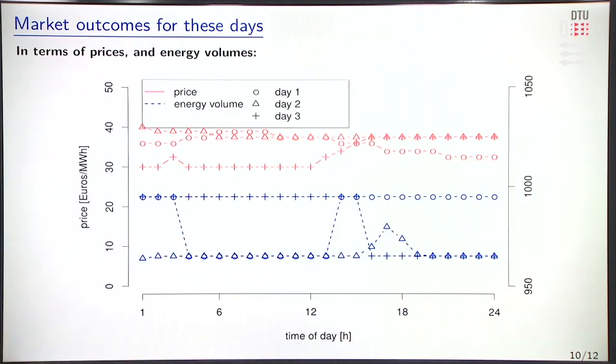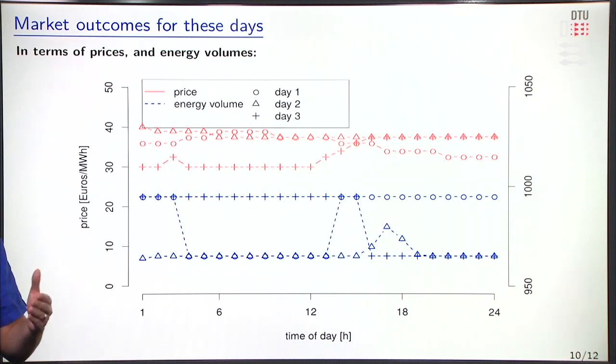In terms of prices and energy volume, we can see from this kind of plot with prices in red, energy volume cleared in blue, and then the 3 days represented with circles for day 1, triangles for day 2, and crosses for day 3, we can see there the impact of this wind power generation profiles being predicted on prices and energy volume being cleared. Consistently, we see that there's a relationship.